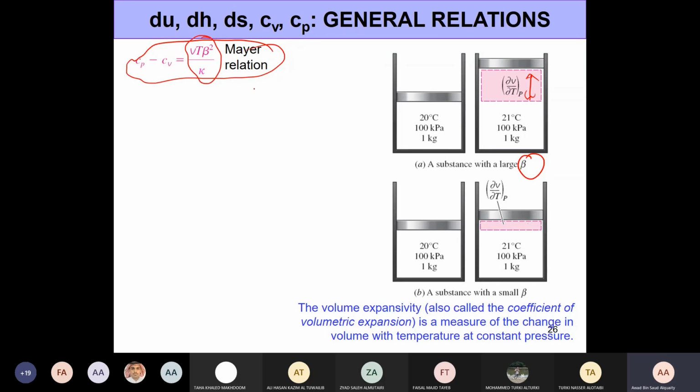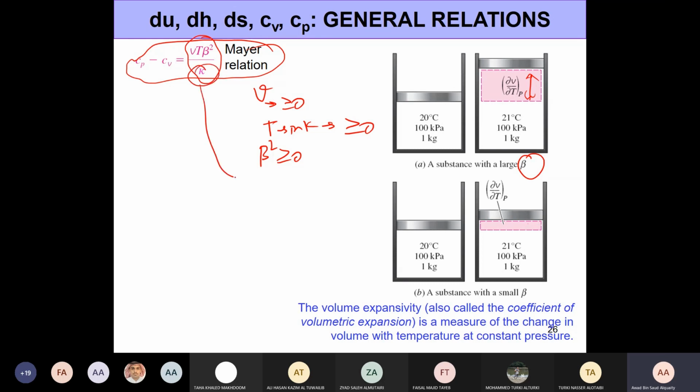Now we know that the specific volume is always going to be greater than or equal to zero. It cannot be negative. Temperature is in absolute Kelvin, so this also is greater than or equal to zero. Now we have beta squared, so it's anyway greater than or equal to zero. It cannot be negative. It's a squared thing, right? Whatever the beta is, we're going to square it.